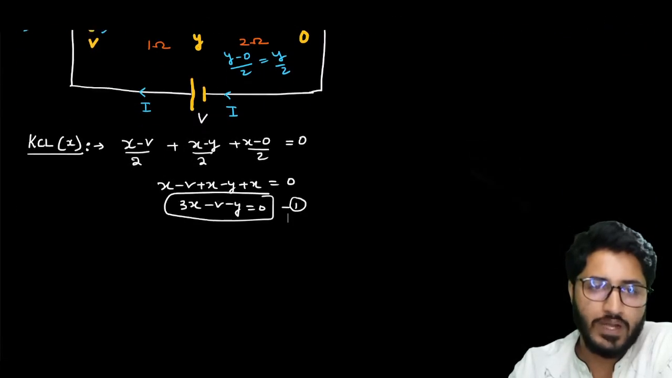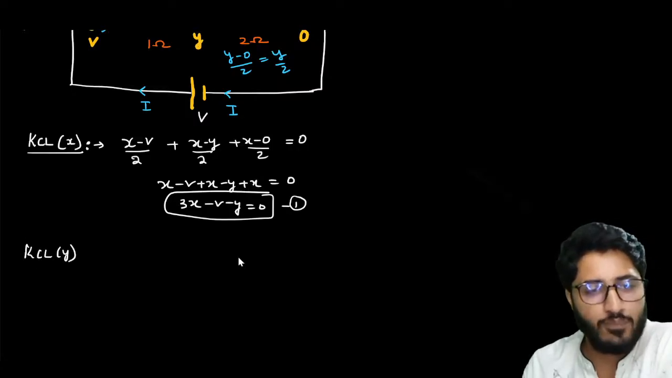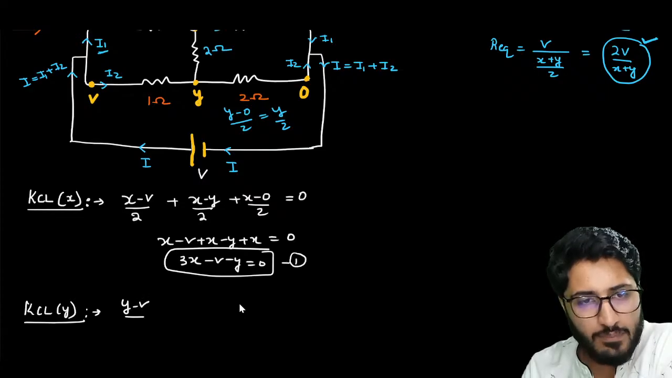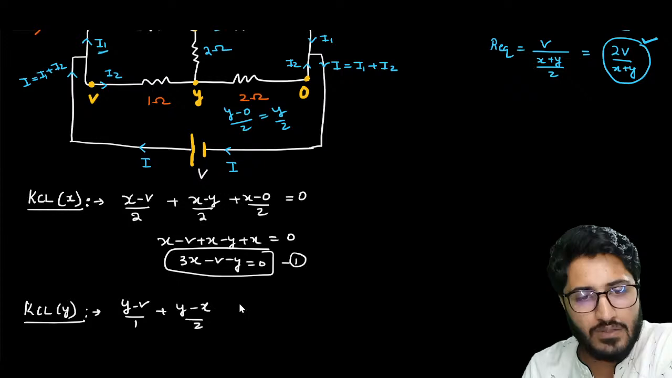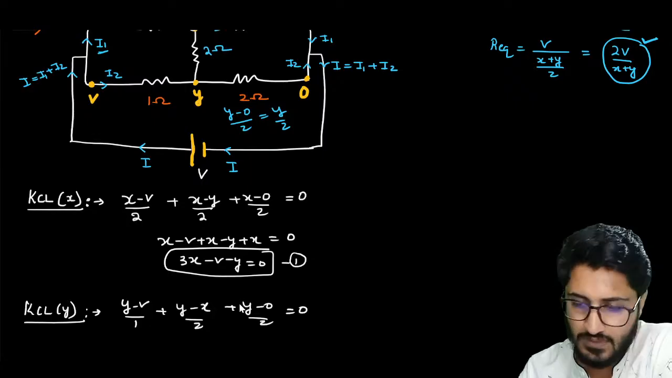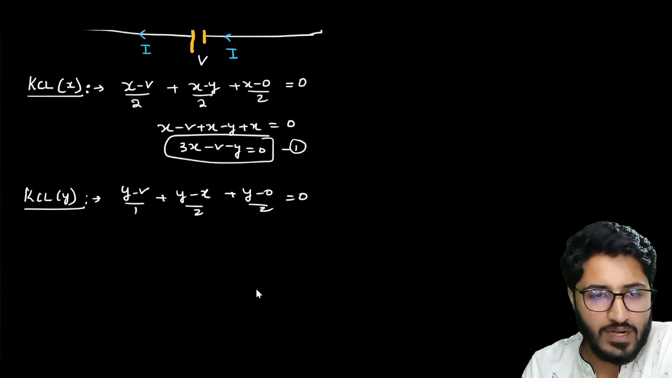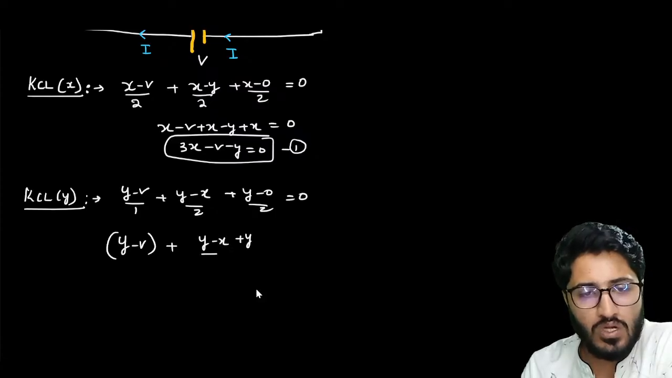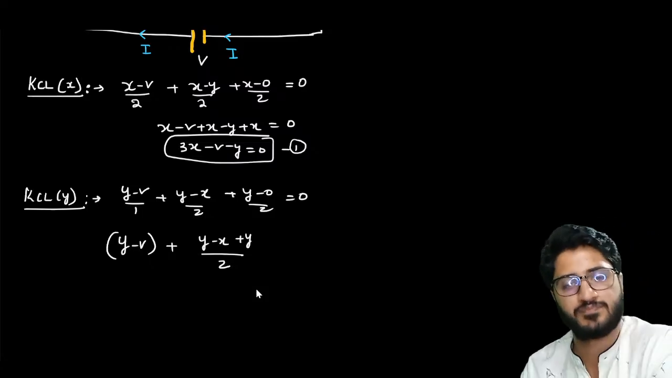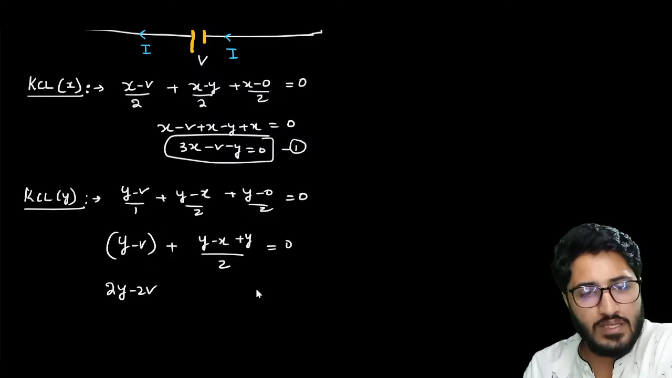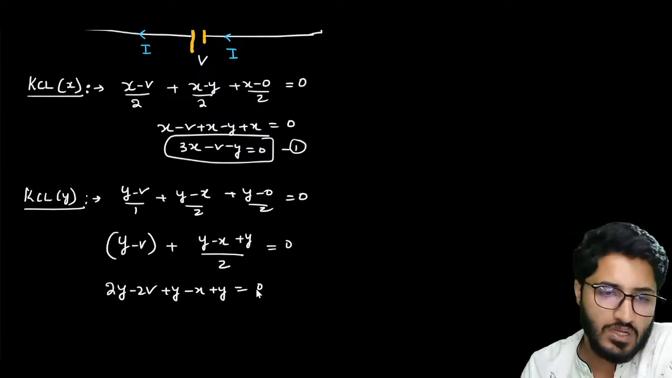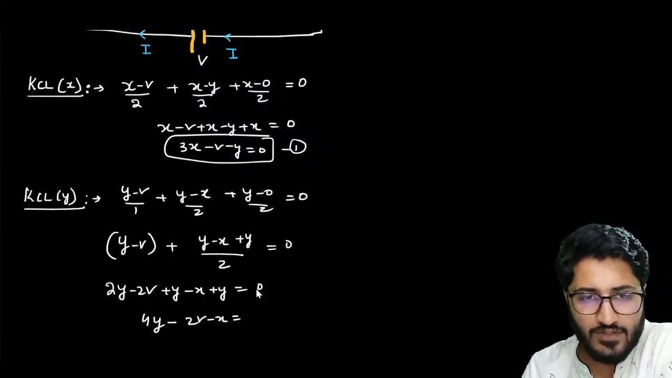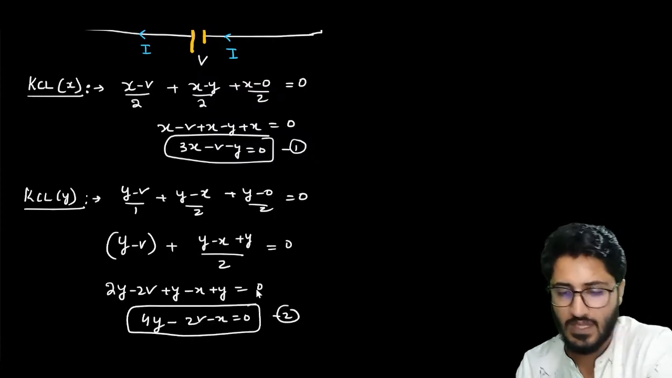Now I can use KCL for Y also. KCL for Y point also. So I will write Y minus V by 1 plus Y minus X by 2 plus Y minus 0 by 2 equals 0. Done? So I will write Y minus V plus Y minus X plus Y whole divided by 2. It is common, no? So we write 2Y minus 2V plus Y minus X plus Y equals 0. So it is 3Y, 4Y. So I will get 4Y minus 2V minus X equals 0. Equation number second.